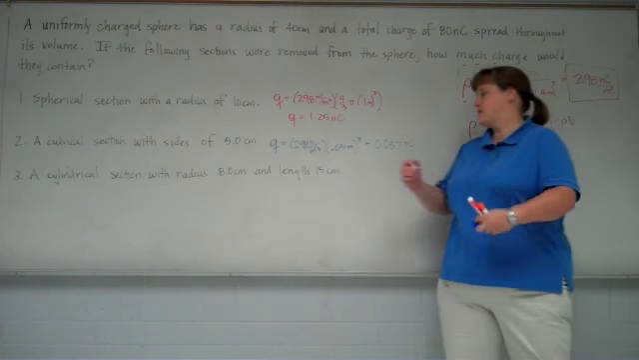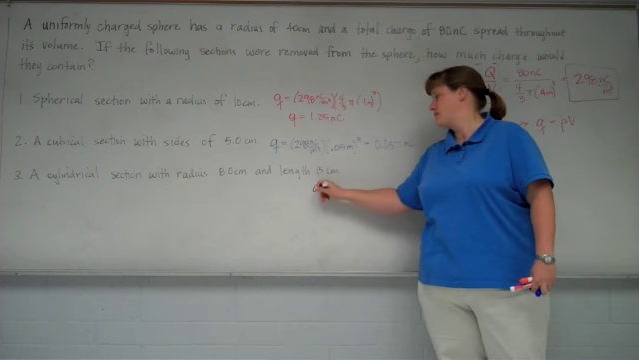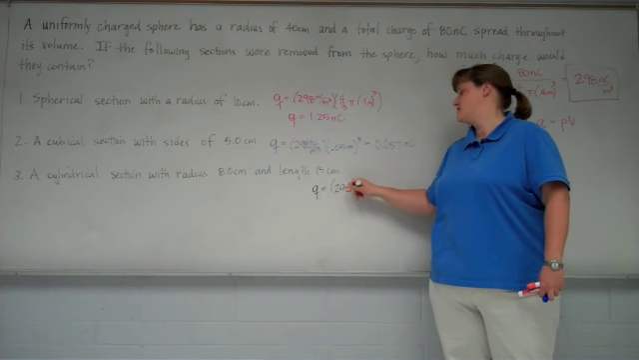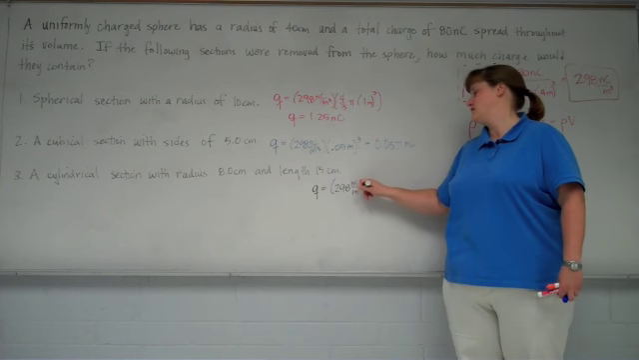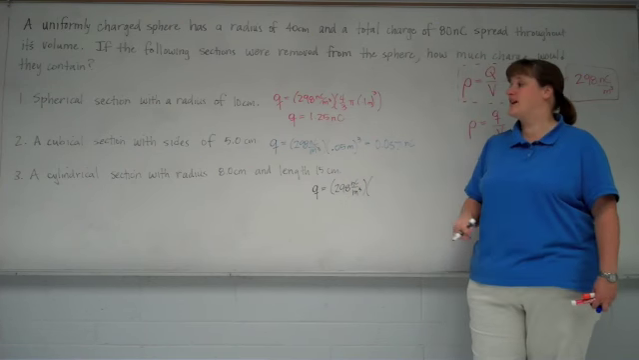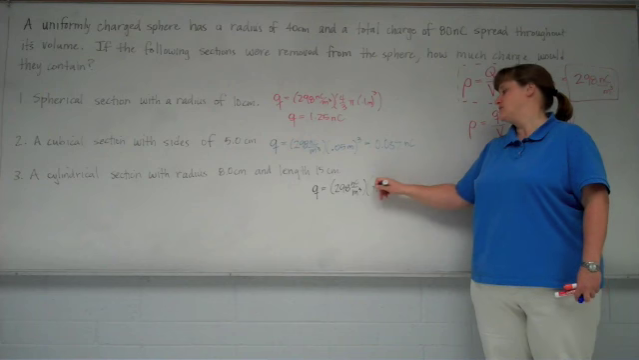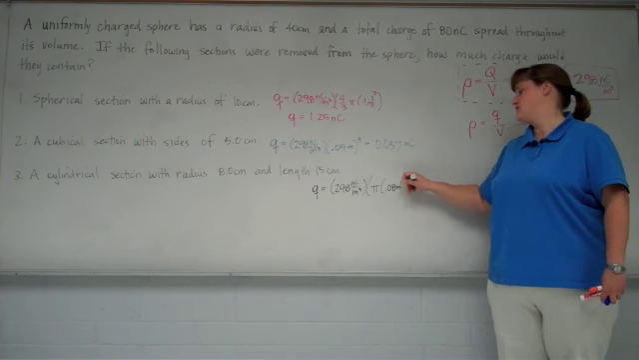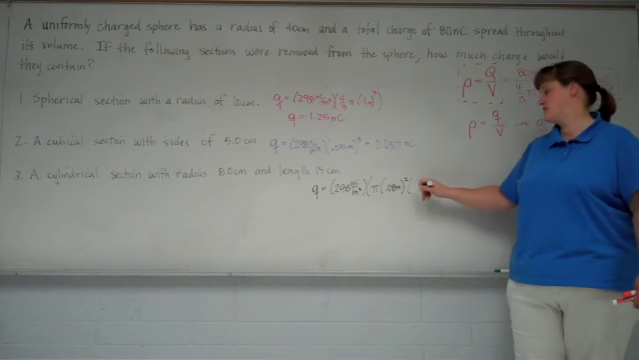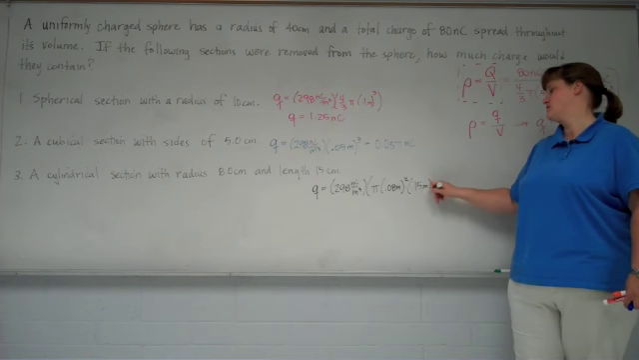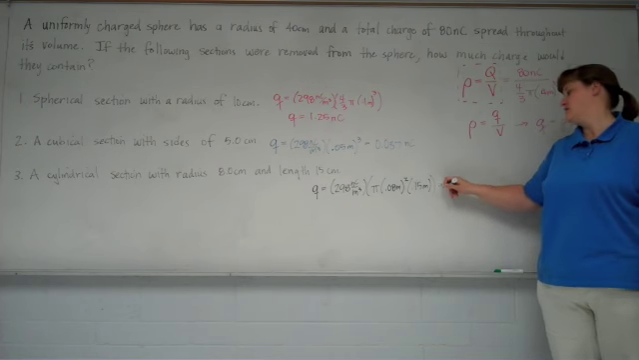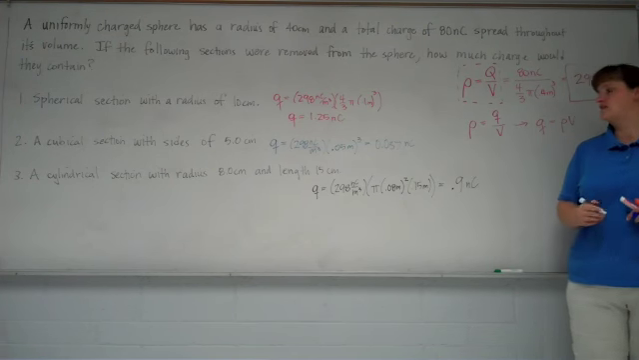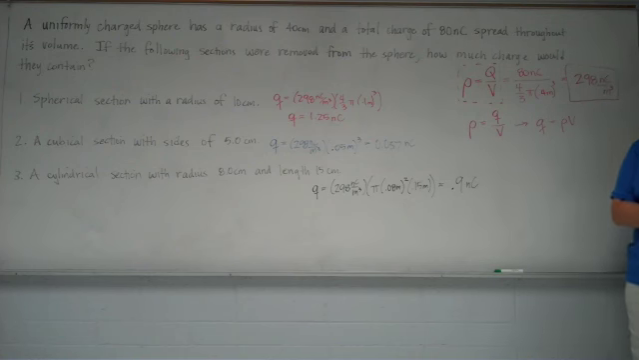And likewise for the bottom one. So our charge density. Volume of a cylinder is pi r squared, so 0.08 meters squared, times the length, so 0.15 meters. Nanocoulombs is how much charge it would have.